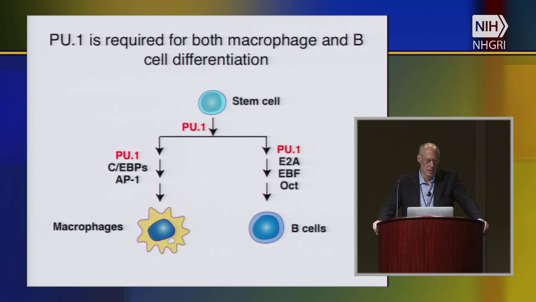Sven was very interested in a transcription factor called PU.1, which is required for the development of macrophages, B cells, and granulocytes. And we knew that from gene deletion experiments. And from these types of experiments and other sorts of studies, we also knew at the time that in addition to PU.1, the development of macrophages required CEBPs and AP1 transcription factors, and the development of B cells required E2A, EBF, and OCT transcription factors.